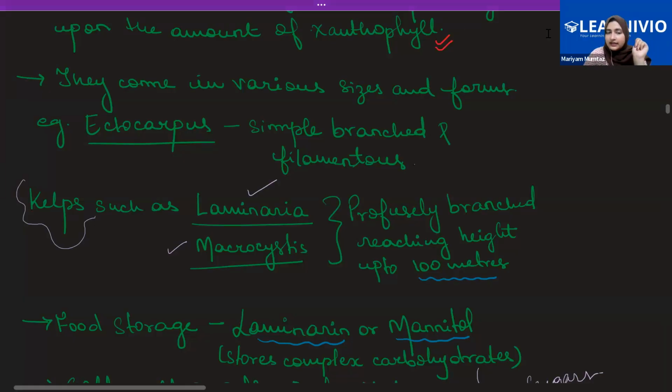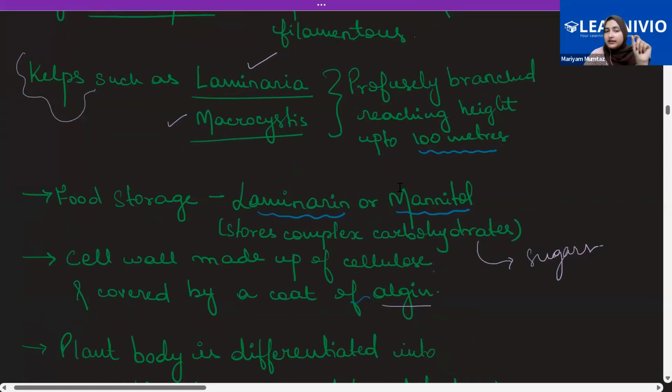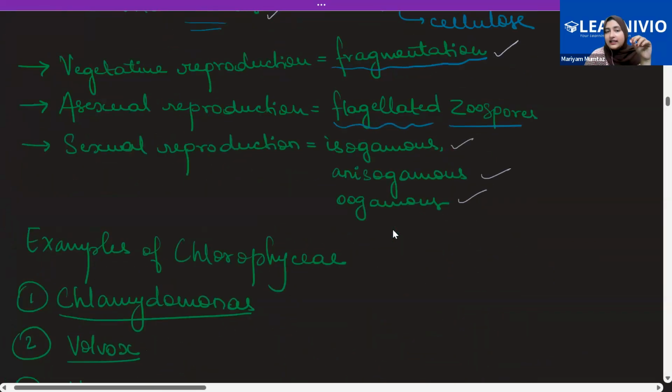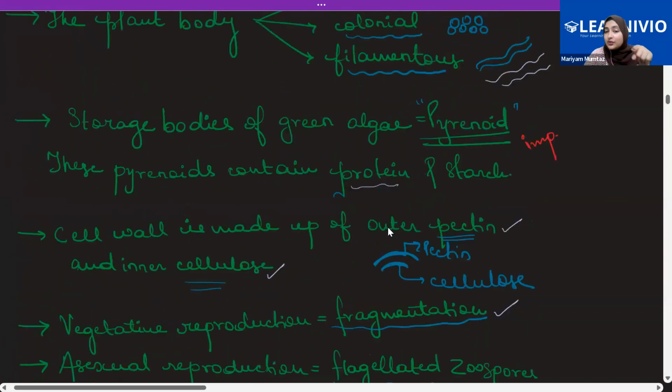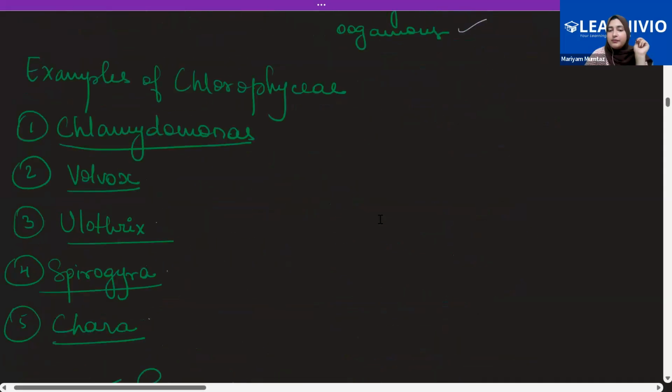Now, in the brown algae, the food is stored as laminarin or mannitol. The food storage structure is called laminarin or mannitol. And what does it store? It stores complex carbohydrates, sugars. Whereas when we saw the green algae, we saw that it stores protein and starch. See how the difference is there? These are the things that you have to remember.